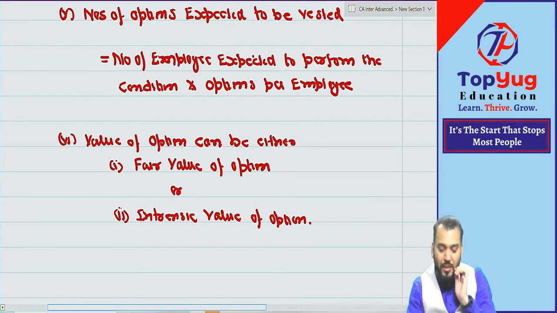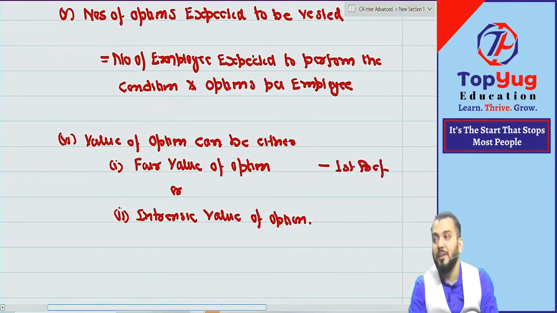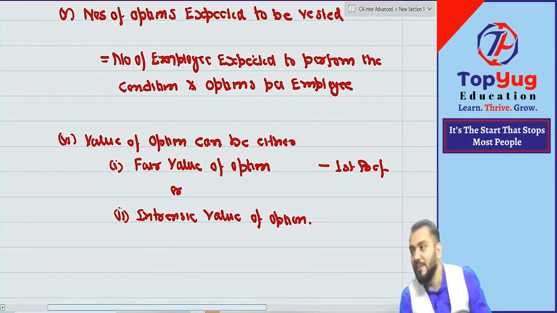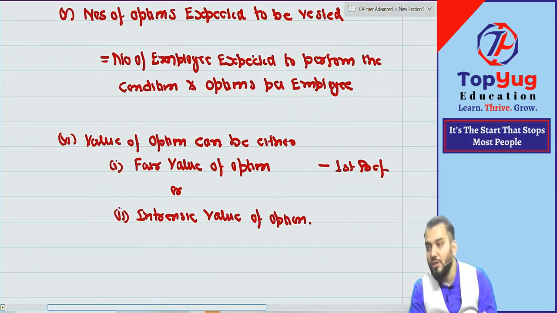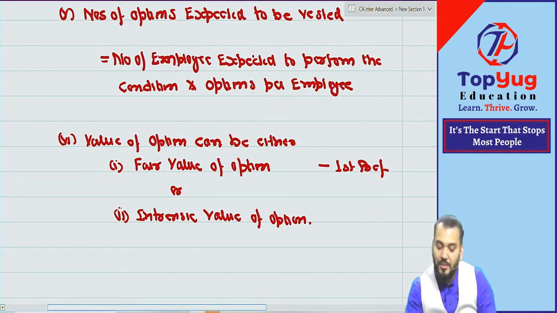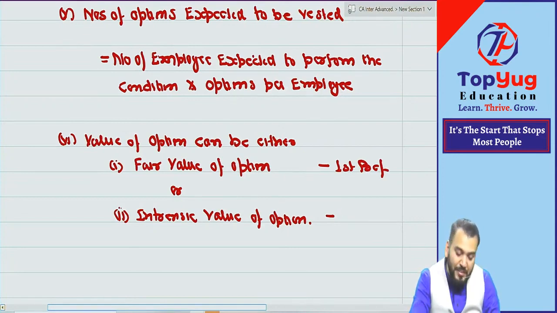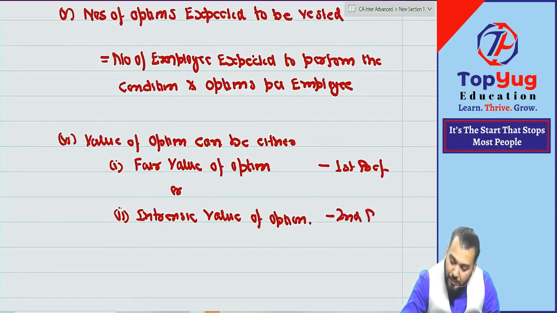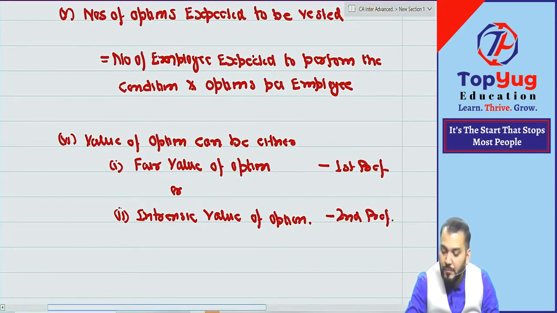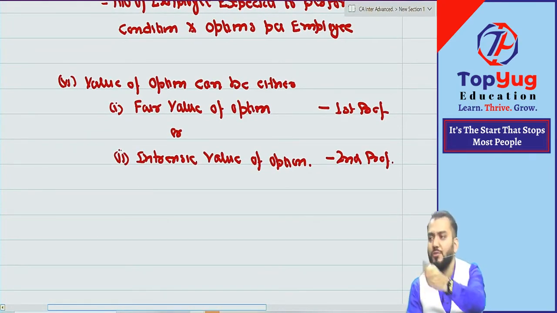So from examination point of view, can I say first preference should be given to this? Means if both are given, the first preference should be given to what? Fair value. And if fair value is not known from examination point of view, then we'll not calculate fair value of option, then we'll calculate what? Intrinsic value of option. Correct? The second preference will be given to what? Intrinsic value of option from examination point of view. I hope you are understanding this. Second preference will be given to intrinsic value.